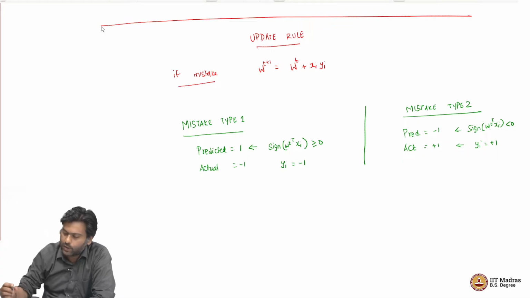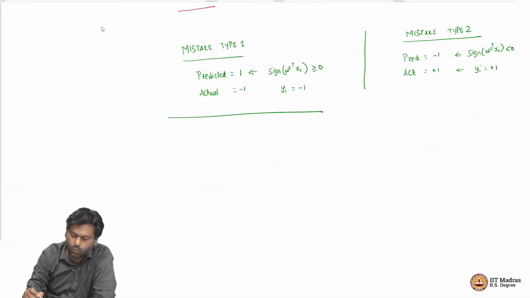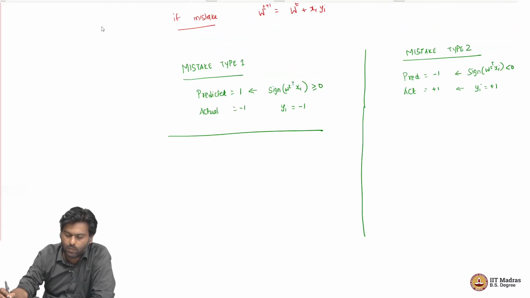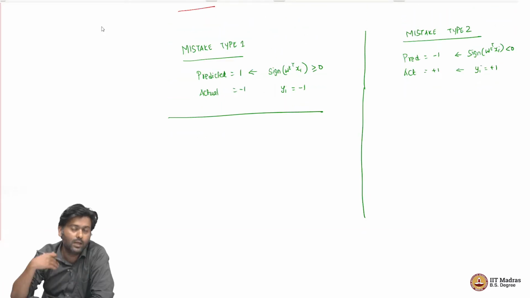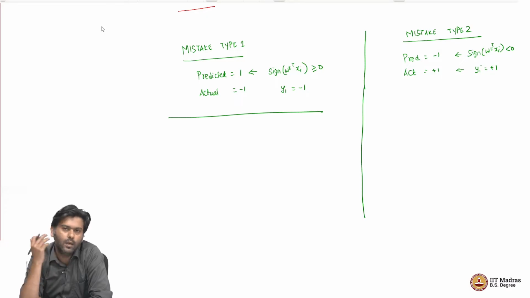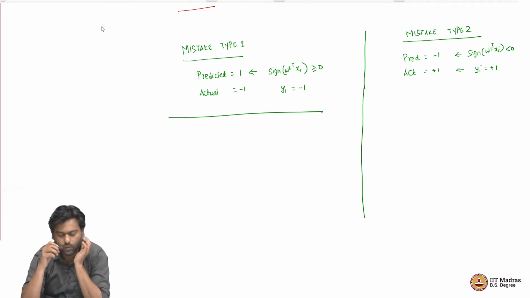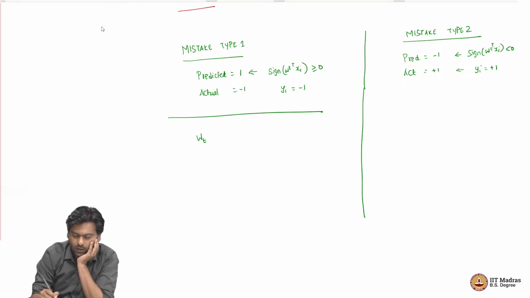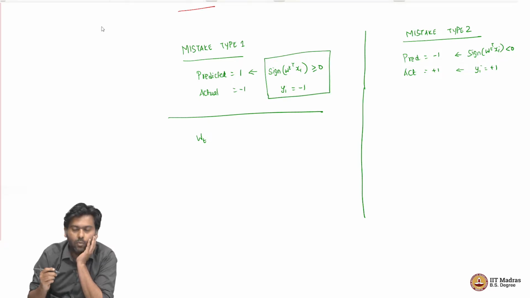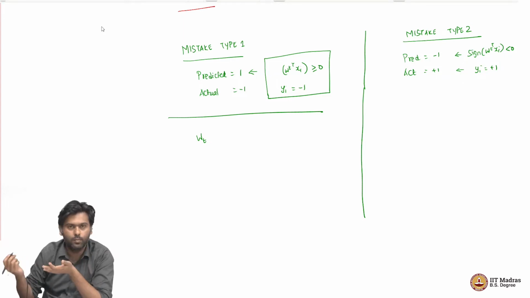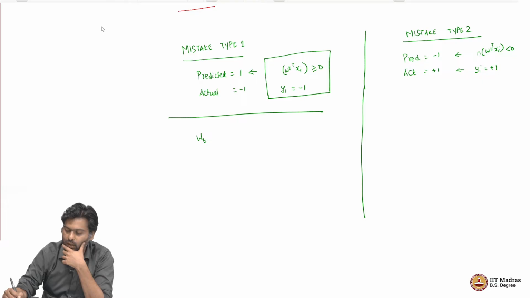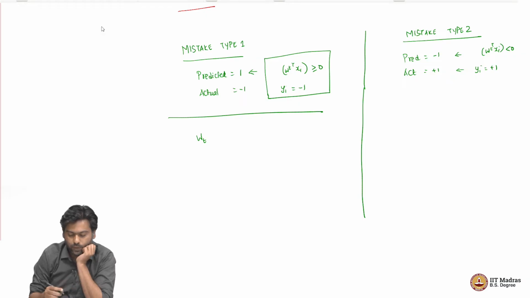Okay. So, let us analyze mistake type 1. This is when the algorithm is predicting 1, but the label says minus 1. So, you had a W_t where W_t transpose x_i is greater than or equal to 0, but y_i is minus 1. Now I updated W_{t+1} to W_t plus x_i y_i. This is my new W.